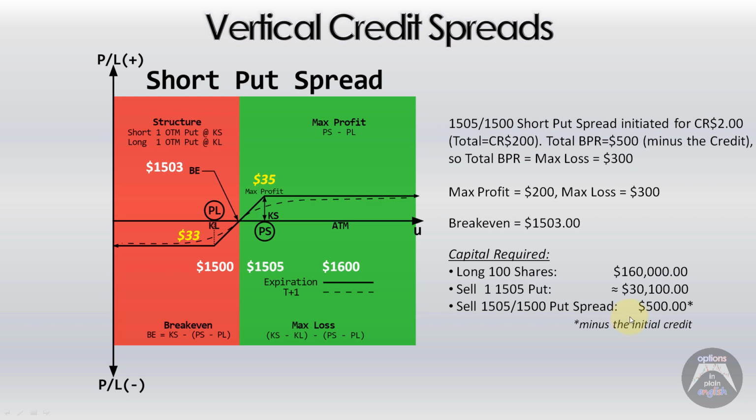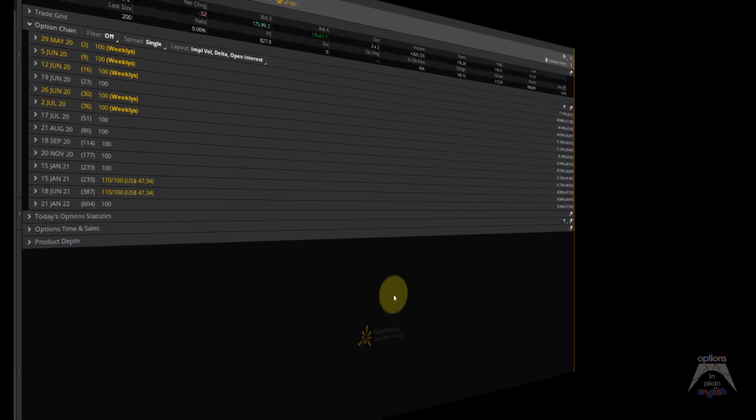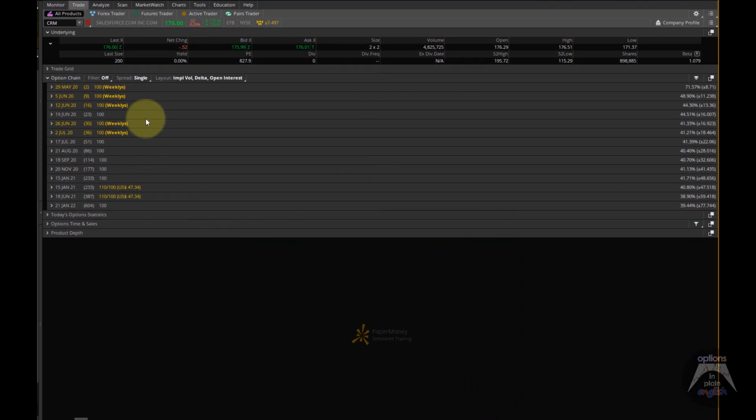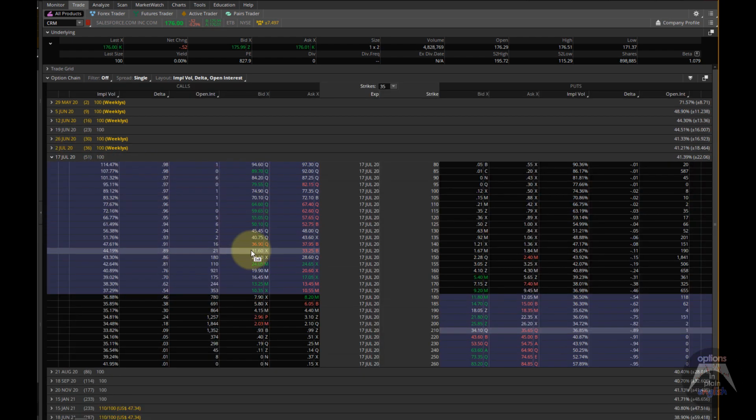Now let's go to our platform and take a look at some examples with real data. So now we're here on our trading platform, and we're looking at Salesforce, which has a ticker symbol of CRM. It's trading at around $176. What we're going to do is open up the July expiration. So we have 51 days to go.